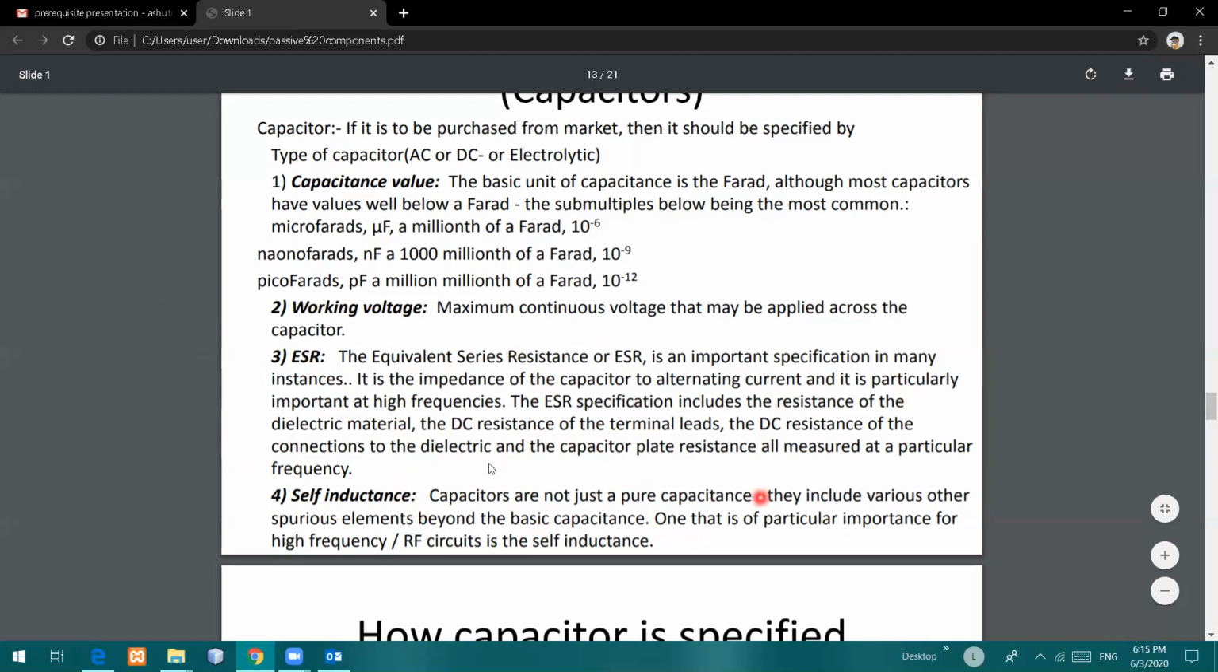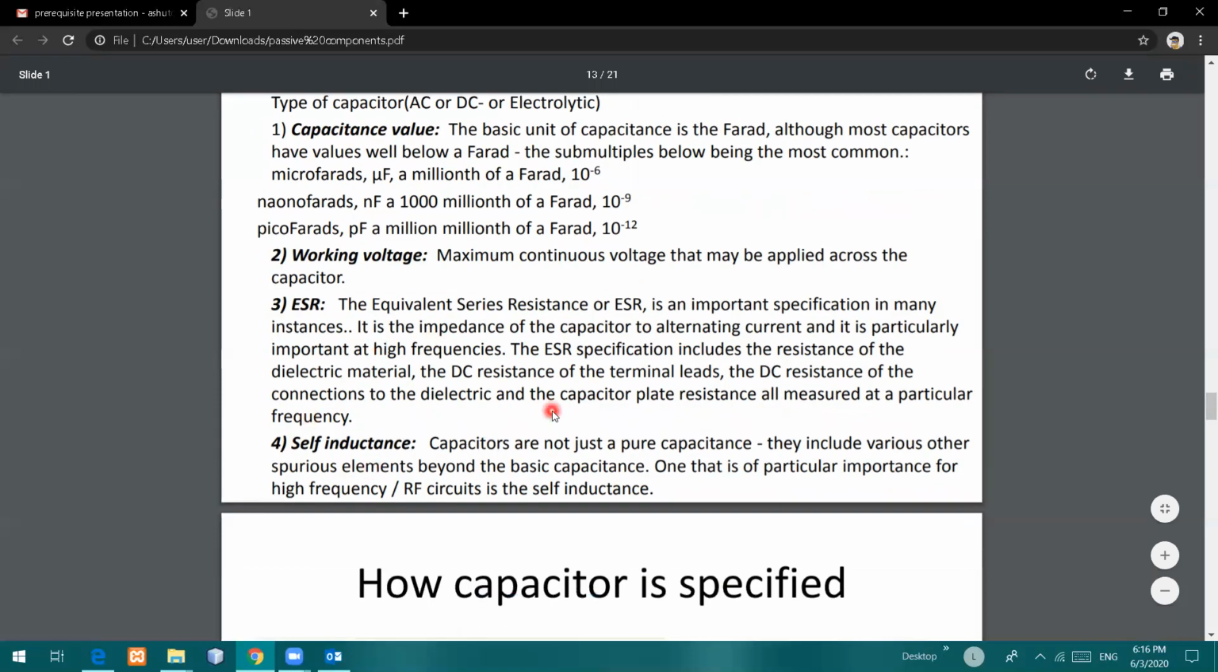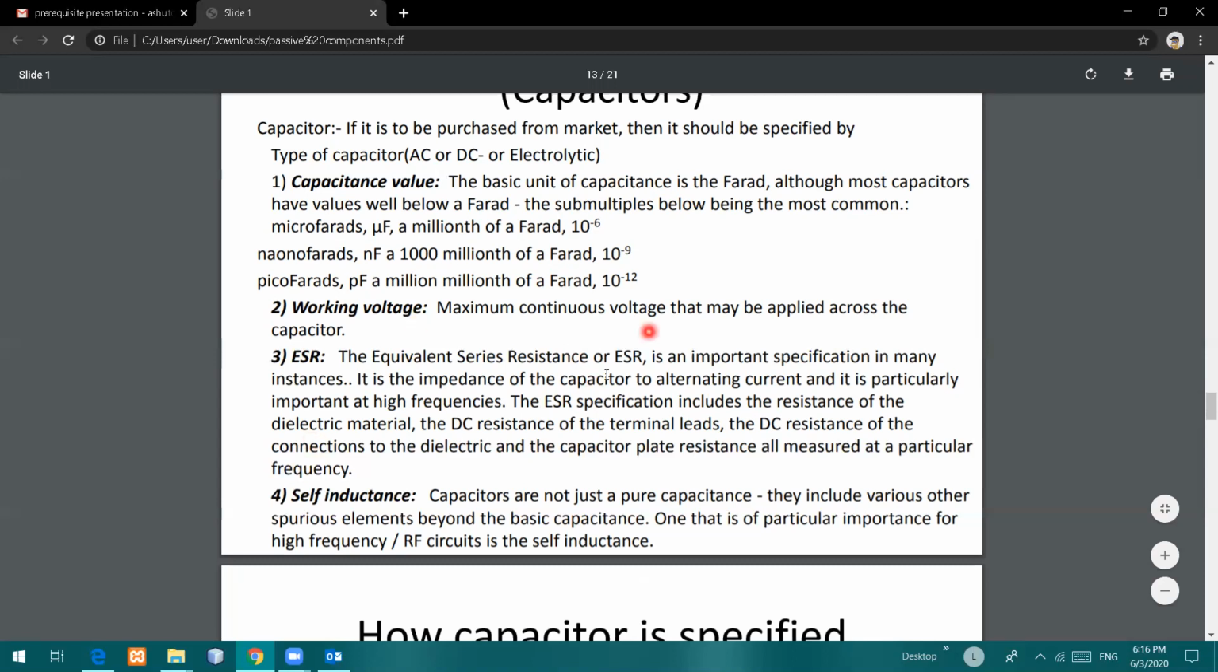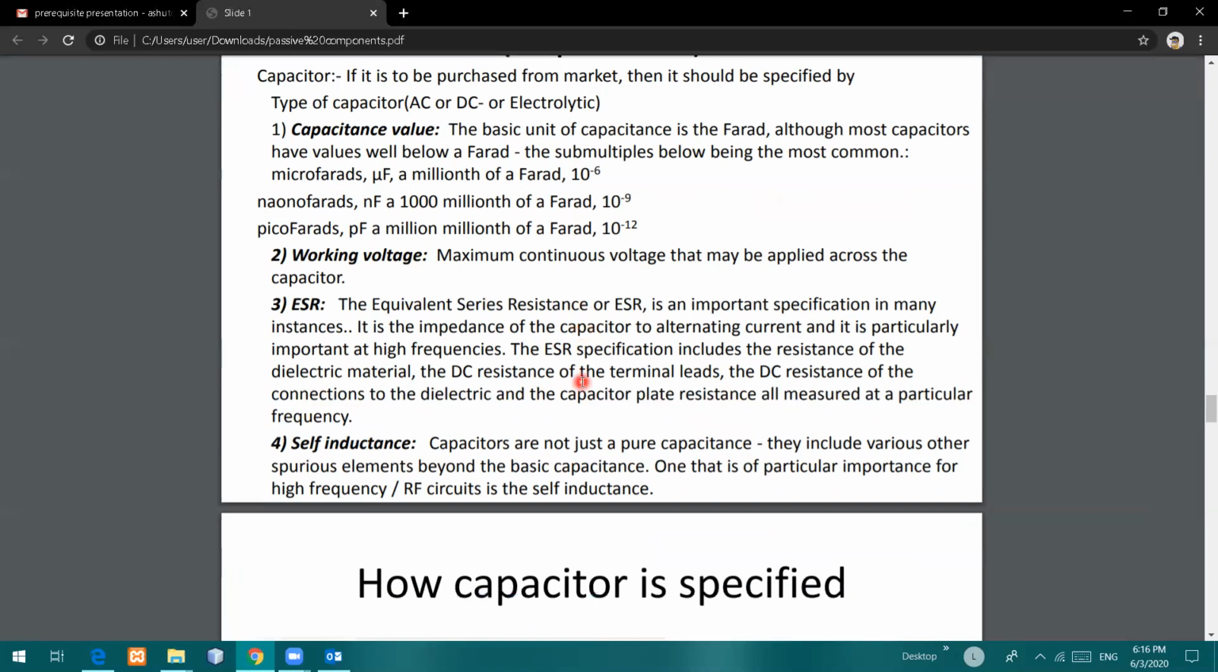Similarly, self-inductance. Capacitors are not just a pure capacitor; they also have a basic inductance value, because of which in high frequency circuits there is always a self-inductance. So this self-inductance is also a contributing factor for deciding the value of the tuning circuit in electronics.